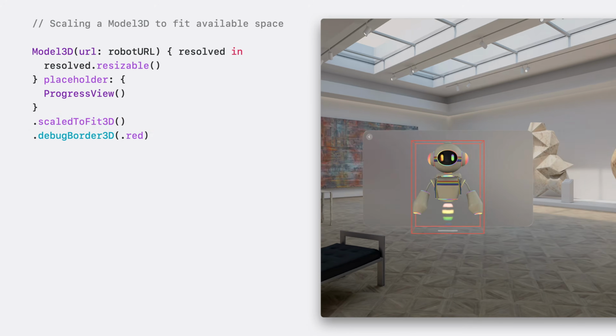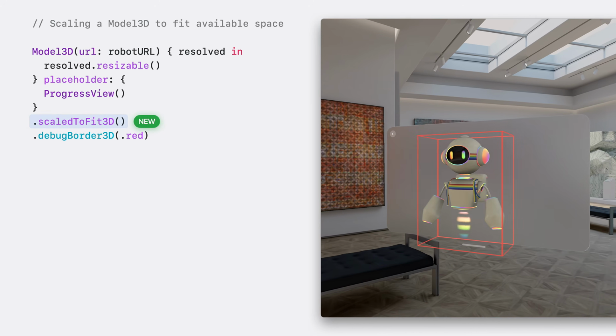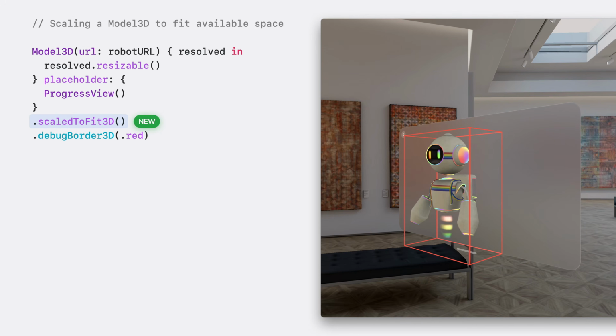I'd like to get it back to its original proportions while still scaling it to fit the available space. I can use the new Scale to Fit 3D modifier in addition to resizable, causing my robot to maintain the model's aspect ratio while still sizing up or down to fit the available width, height, and now depth.